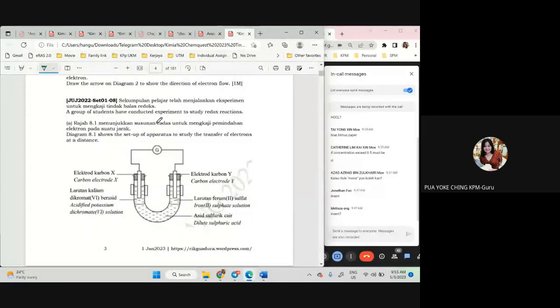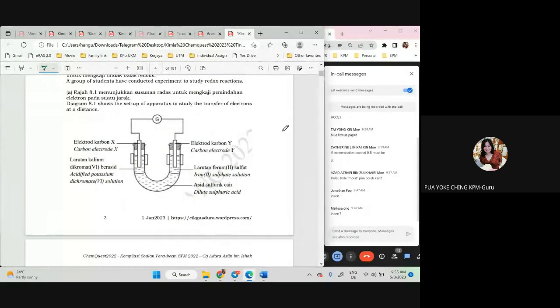Okay, so ini pun masih YouTube. This is set 1. So masih pakai yang sama. This is iron 2 sulfate. So Fe2 plus become Fe3 plus, E minus. So acidified potassium dichromate 6. Nampak saja acidified kan? Dia mesti oxidizing agent. You hanya ada 2. Satu acidified potassium manganate 7. Satu acidified potassium dichromate 6.